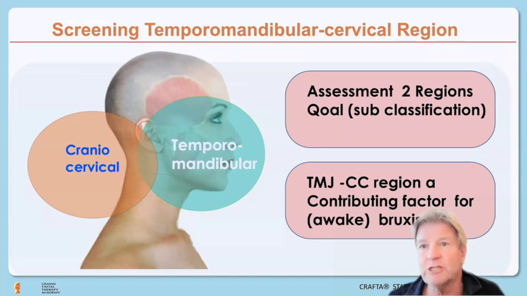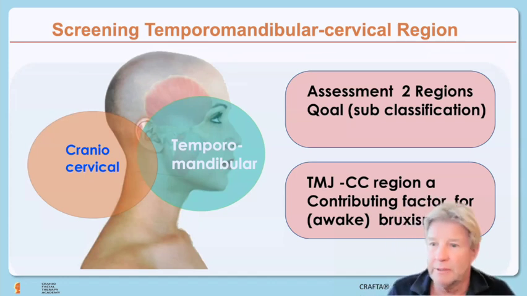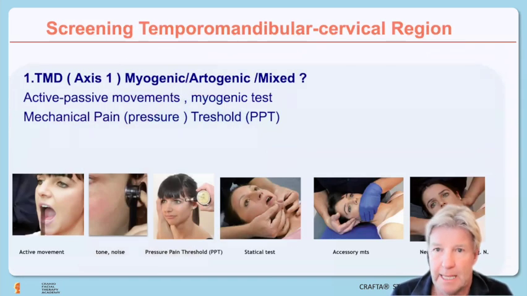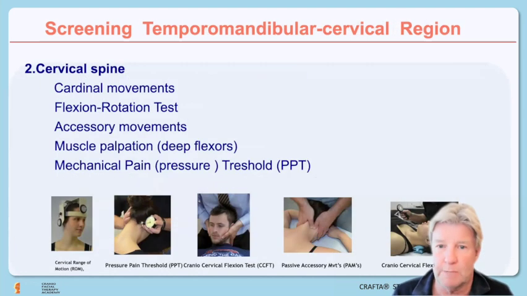So when we screen the temporomandibular and the craniocervical region, because this is what we call the orofacial cervical region, this is one unit, and so I can also have cervical problems here. As you know, you do the examination: mouth opening, physiological movements, you look at the click, the sensitivity of the muscles by algometer, static tests, we can do the accessory movements and the neurodynamic movements, in axis 1.